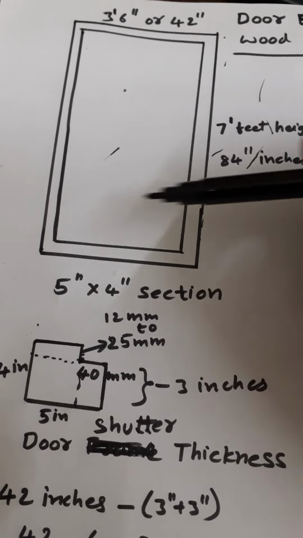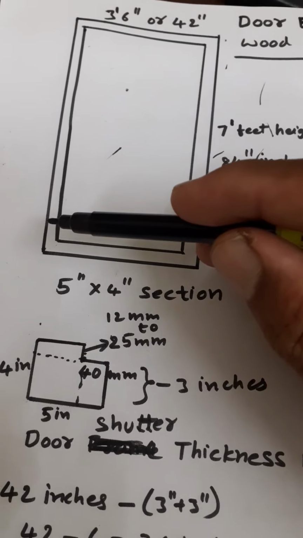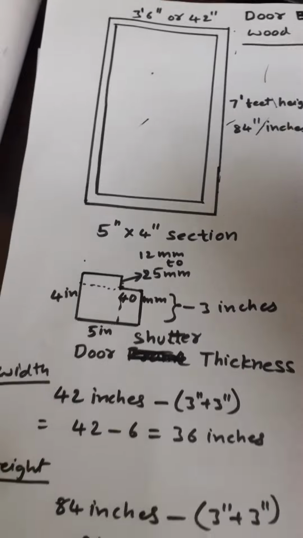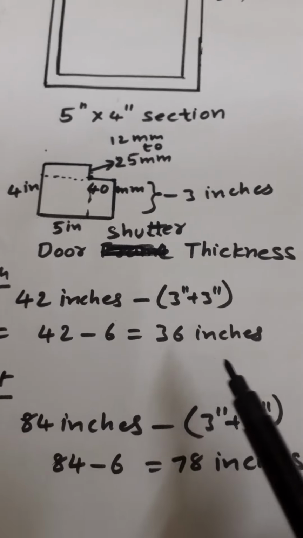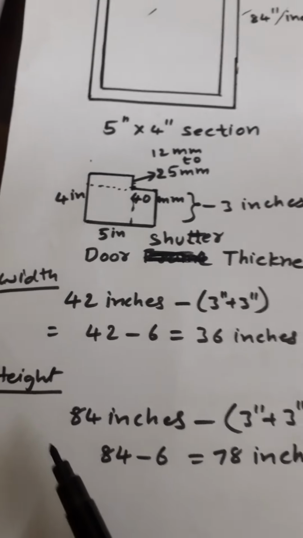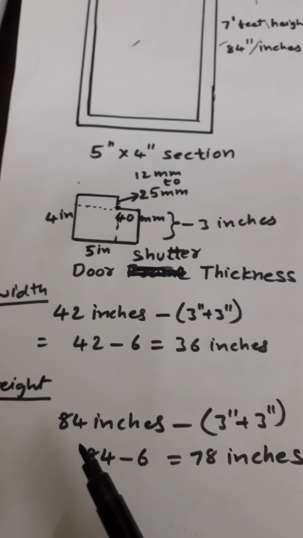So 1 inch this side, 1 inch this side, this side it will be 3 inches and this side it will be 3 inches. From 42 inches we will be taking out 6 inches and we are left with 36 inches, that is the width. And the height will be 84 inches.